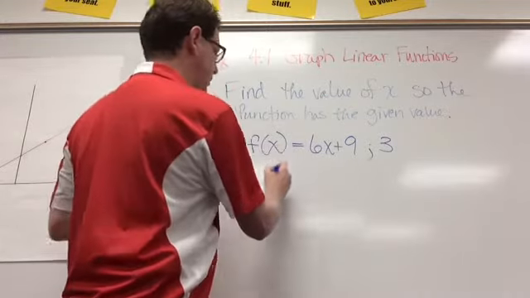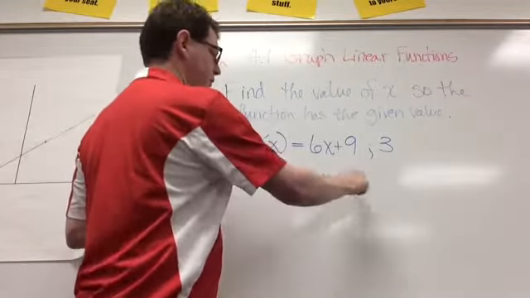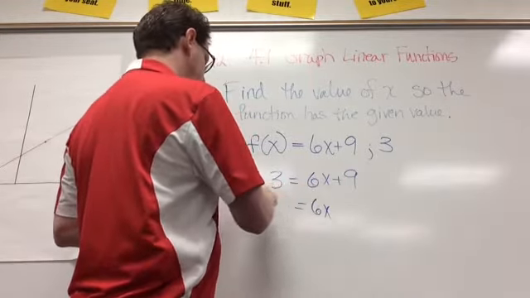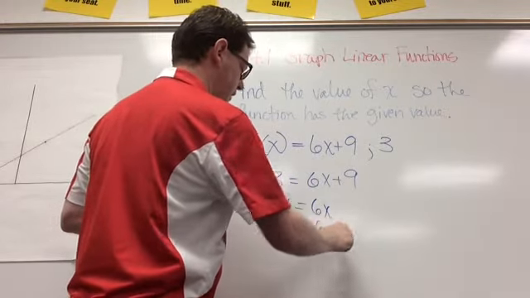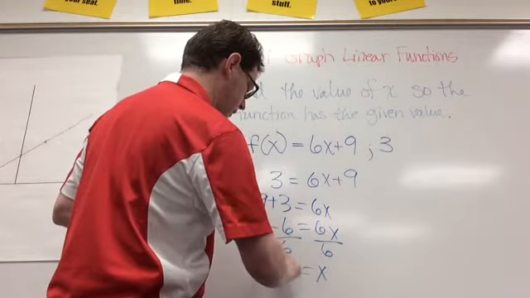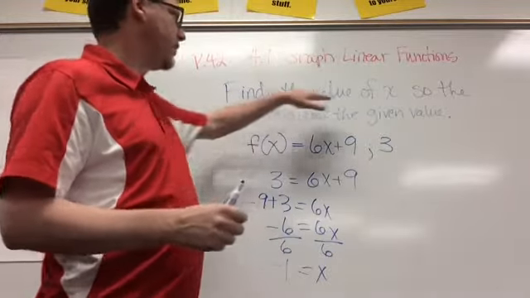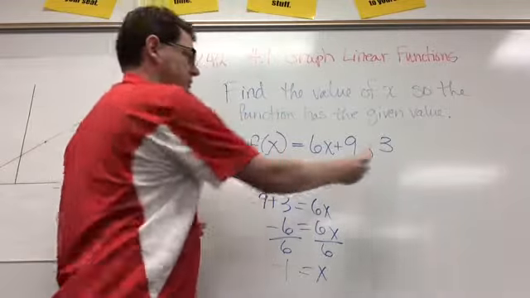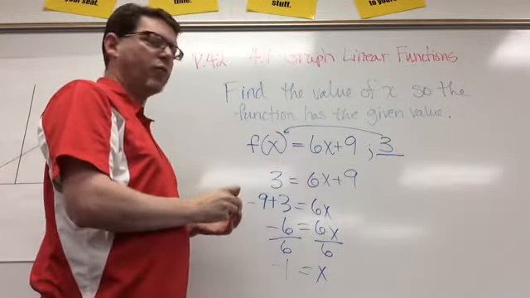So I'm just going to plug the 3 in here, 3 equals 6x plus 9. I'm going to move the 9 to the other side, so we have 6x equals -9 plus 3. So -6 equals 6x. Divide both sides by 6, and x equals -1. So in this case, the instruction was a bit different. Find the value of x so that the function has the given value. So take this number and plug it in for the function value, or y.